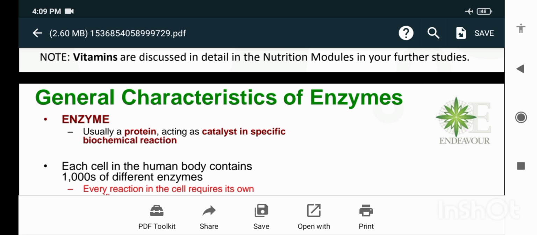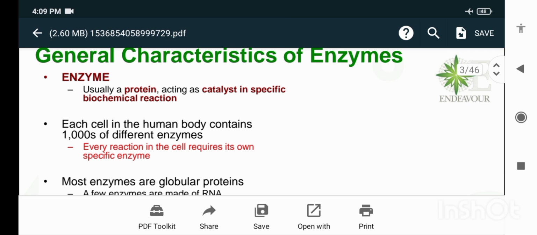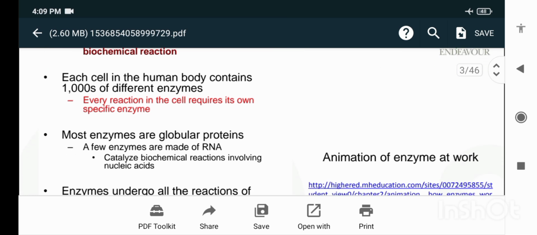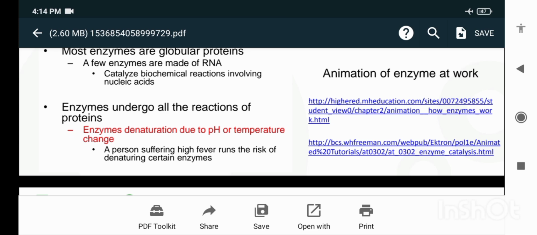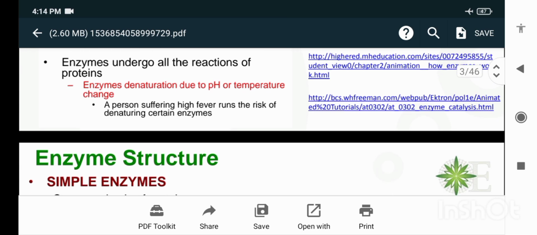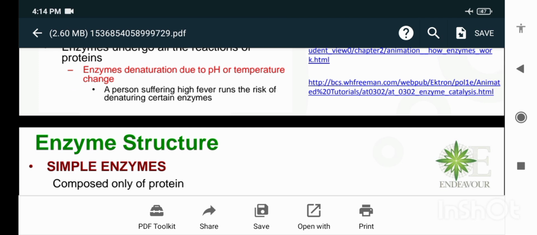Enzymes are usually proteins acting as catalysts in specific biochemical reactions. Each cell in the human body contains thousands of different enzymes. Every reaction in the cell requires its own specific enzyme. Most enzymes are globular proteins. A few enzymes are made of RNA, which catalyze biochemical reactions in nucleic acids. Enzymes undergo all the reactions of the proteins. Enzyme denaturation occurs due to pH or temperature change. A person suffering a high fever runs the risk of denaturing certain enzymes.